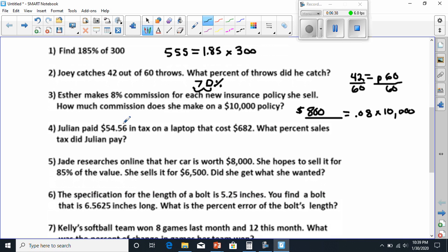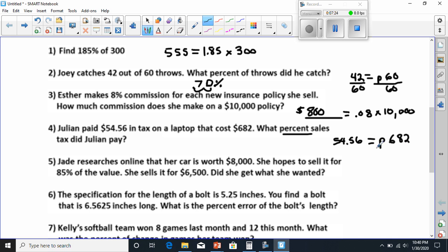Julian paid $54.56 in tax on a laptop that cost $682. What percent sales tax did he pay? Once again, we've got 2 numbers here, right? The part of this amount was sales tax. So once again, we can take 682, that's the whole. We're going to multiply it to P because that's the percent we're looking for. What percent is sales tax? It doesn't say percent of change or percent of error. It says what percent is sales tax. And that's got to equal $54.56.